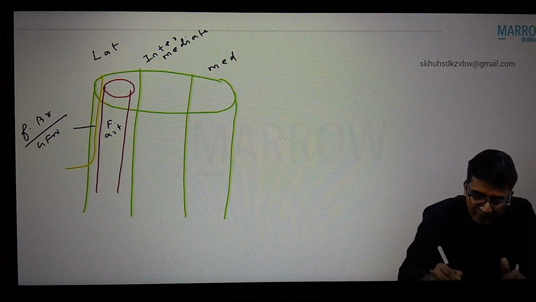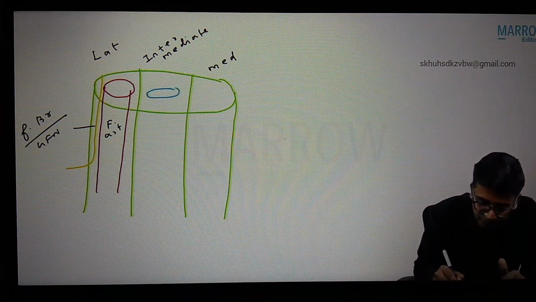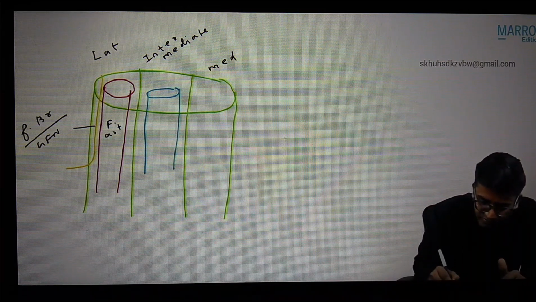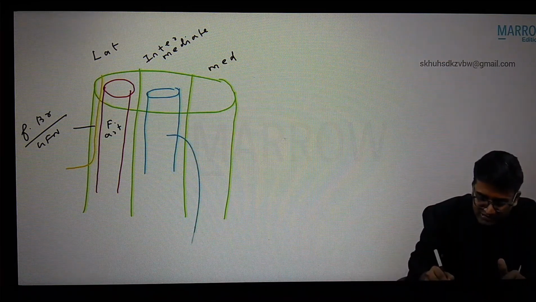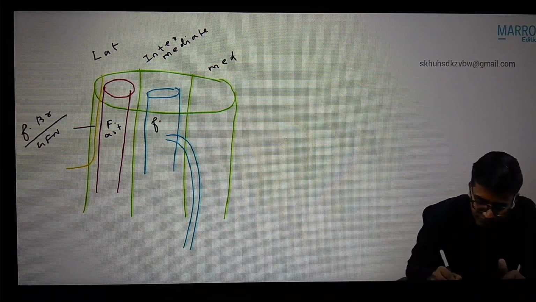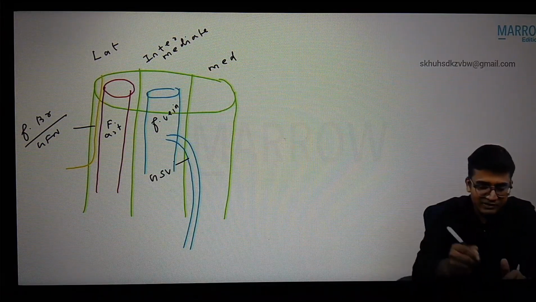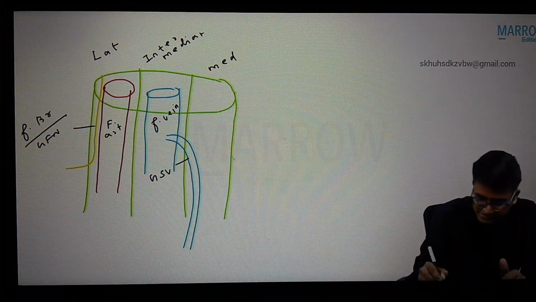In the intermediate compartment, we have a vein. What vein? Femoral vein. The femoral vein is receiving, yes, the great saphenous vein. Femoral vein, and this is our great saphenous vein. Next, the medial compartment. Medially, we have a space.